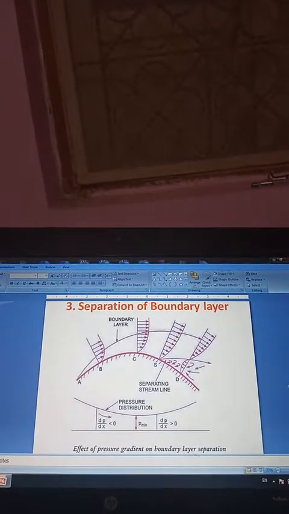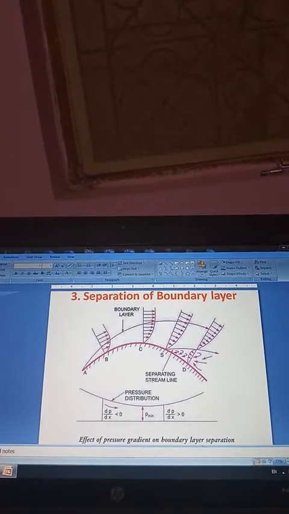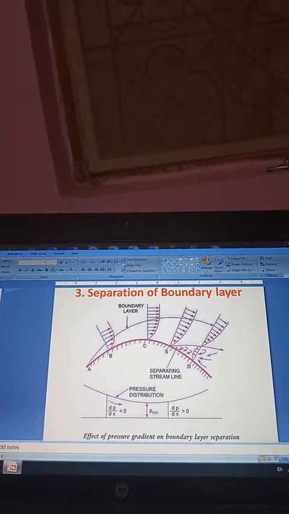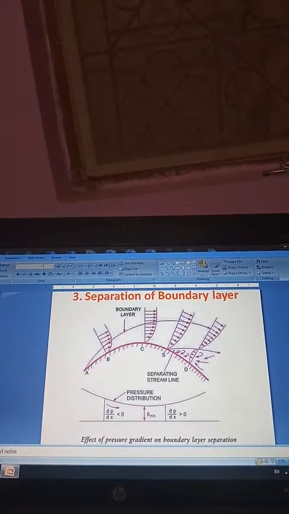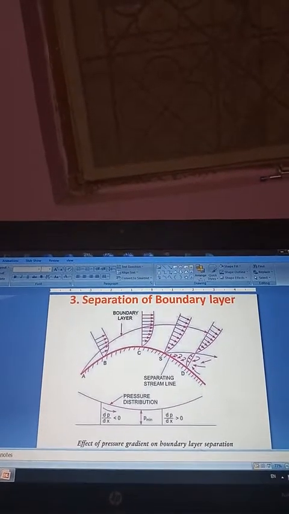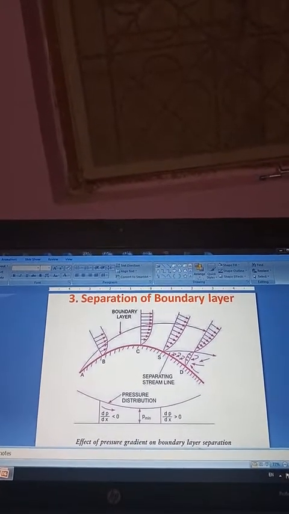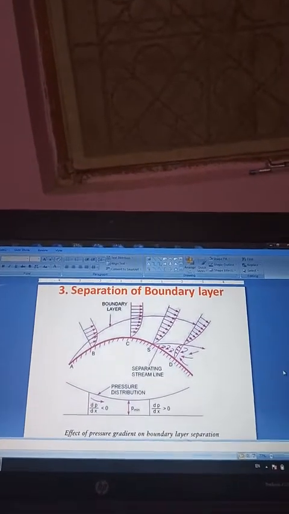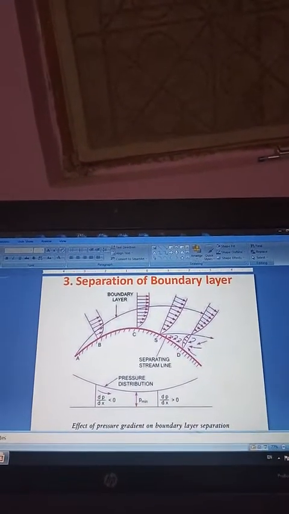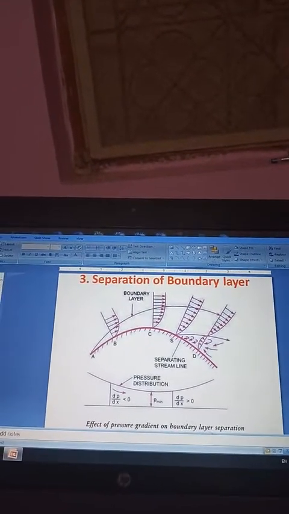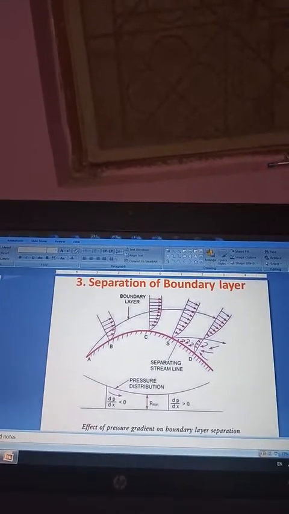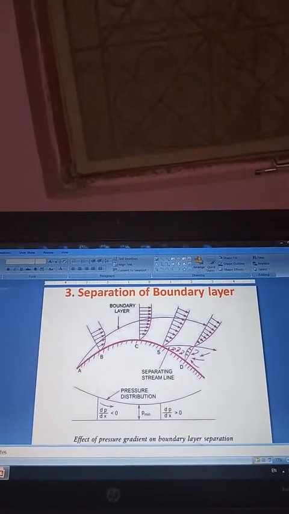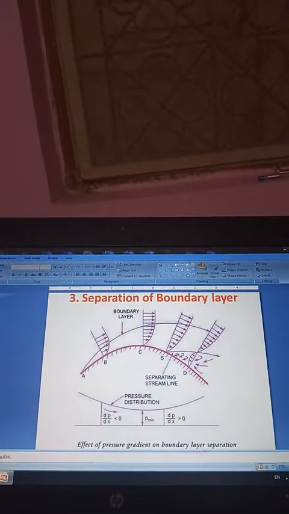Okay, now you see in the diagram it is A, B, C, S, D. All these are the points on the solid boundary. Now as you know, as you go along the surface, the shear stress tau acting on the solid boundary because of the fluid is opposing the motion of the body itself, and because of that the pressure goes on decreasing.